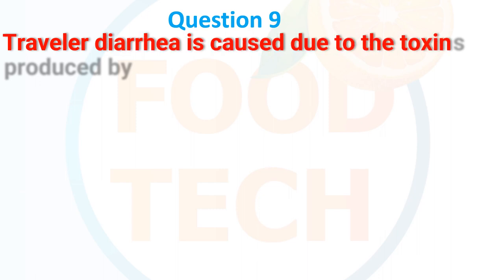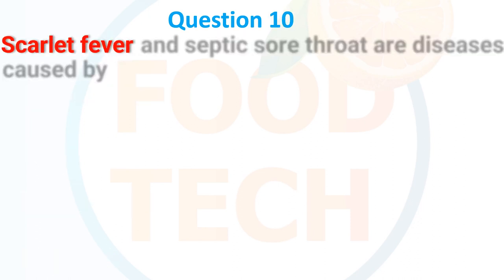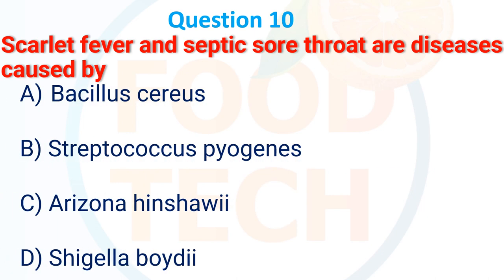Traveler's diarrhea is caused due to the toxin produced by A. Clostridium, B. Bacillus, C. Escherichia, D. Yersinia. The answer is C, Escherichia. Scarlet fever and septic sore throat are diseases caused by A. Bacillus cereus, B. Streptococcus pyogenes, C. Arizona hinshawii, D. Shigella boydii. The answer is Streptococcus pyogenes.